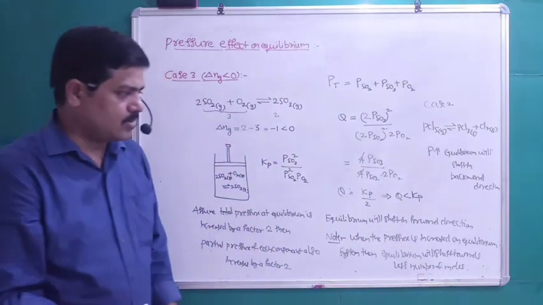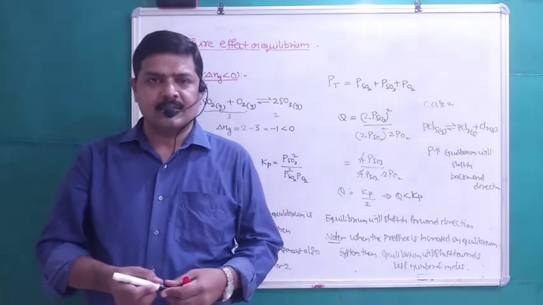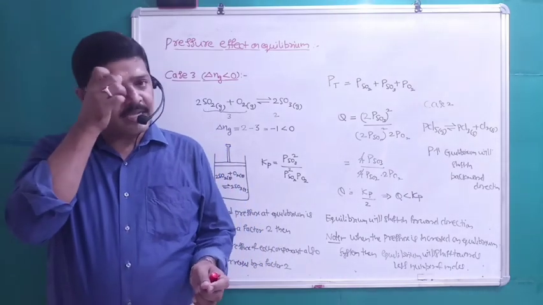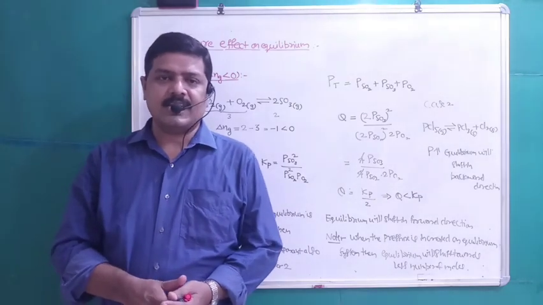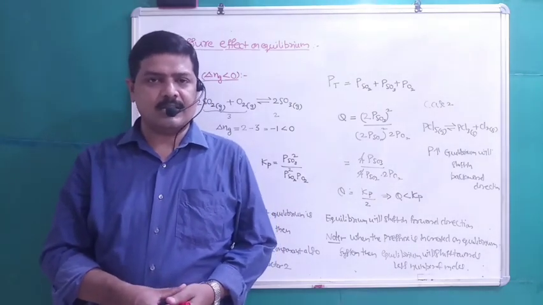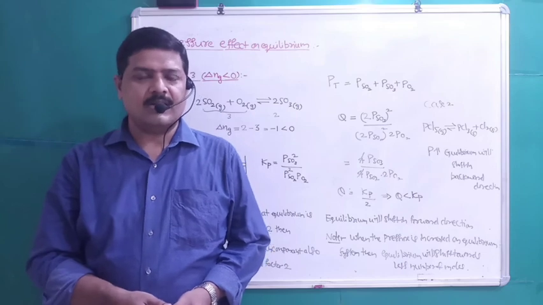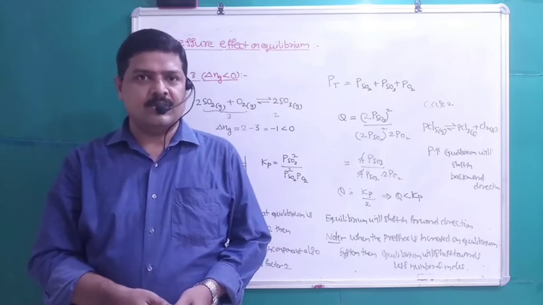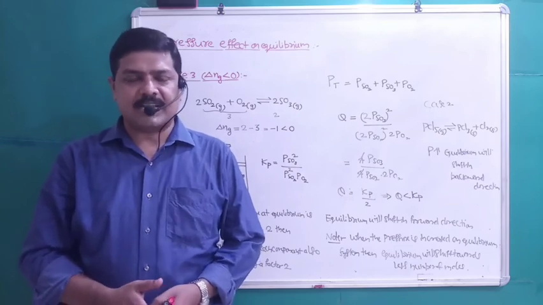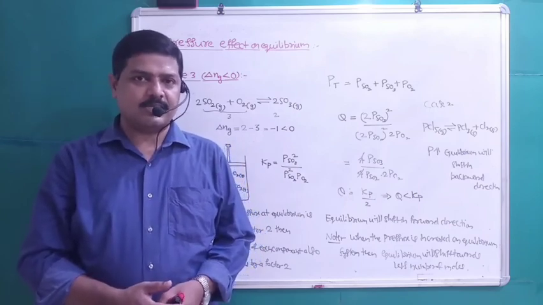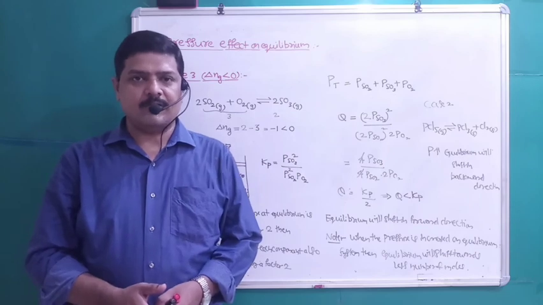Students, what we learned today is the pressure effect on equilibrium. When delta Ng is equal to 0, a change in pressure has no effect on the equilibrium system. When delta Ng is less than 0 or greater than 0, in both cases, when the pressure increases, equilibrium will shift towards fewer moles.